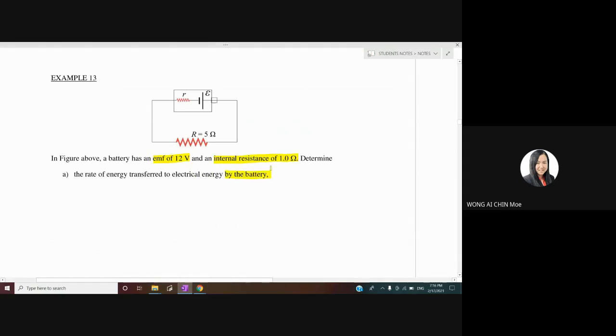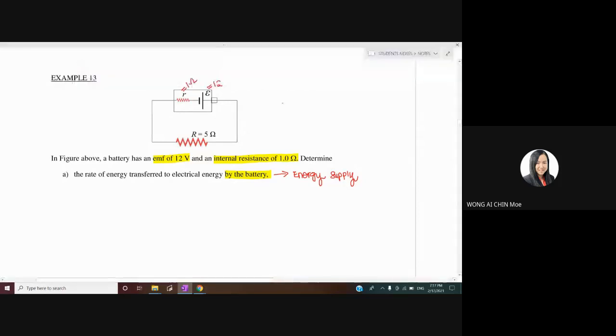So the first one we want to find is the energy supplied by the battery. Of course, when we say energy supply, we must take EMF. The internal resistor is 1 ohm, the EMF is 12 volt, and there is an external resistor equal to 5 ohm.